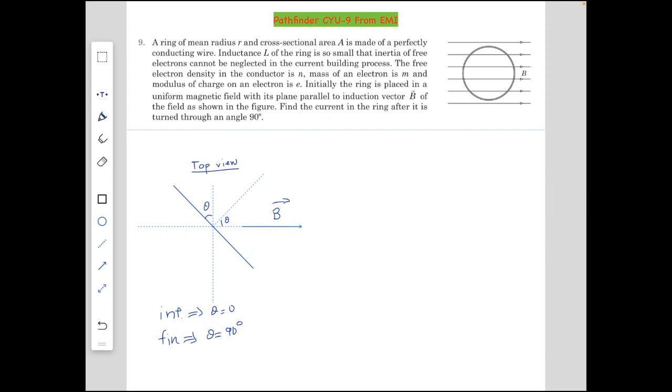Inductance L of the ring is so small that inertia of free electrons cannot be neglected in the current building process. The free electron density in the conductor is n, mass of electron is m, and the modulus of charge on an electron is e. Initially, the ring is placed in a uniform magnetic field with its plane parallel to the induction vector B in the field as shown in the figure. Find the current in the ring after it is turned through an angle 90 degree.